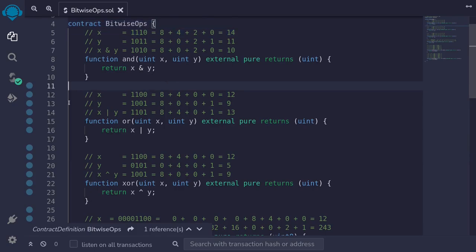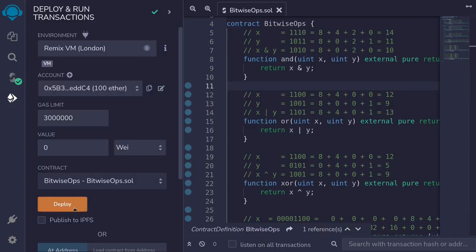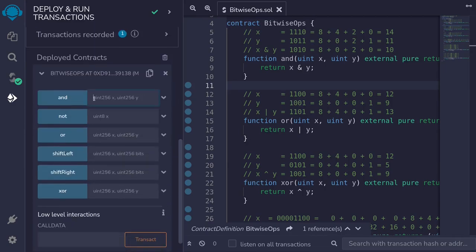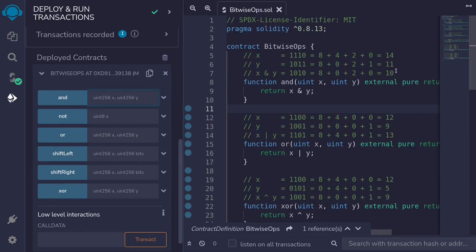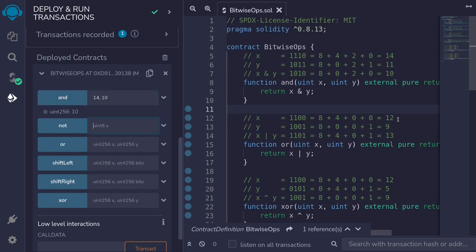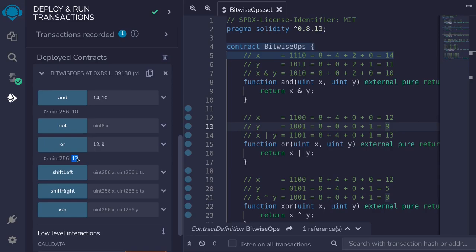Let's compile this contract and go through these examples. I'll hit Ctrl S to compile the contract and then deploy on Remix. So hit deploy, scroll down, and then open the contract. Let's start with AND. So if we do 14 and 11, we should get a 10 back. So here, I'll type 14 and 11, and then hit AND, and we get a 10 back. Okay, let's move on and try the OR example for 12 and 9. So here, I'll type 12 and 9 for the OR, and then click on OR, and it returns a 13 as expected. XOR, I'll put in a 12 and a 5.